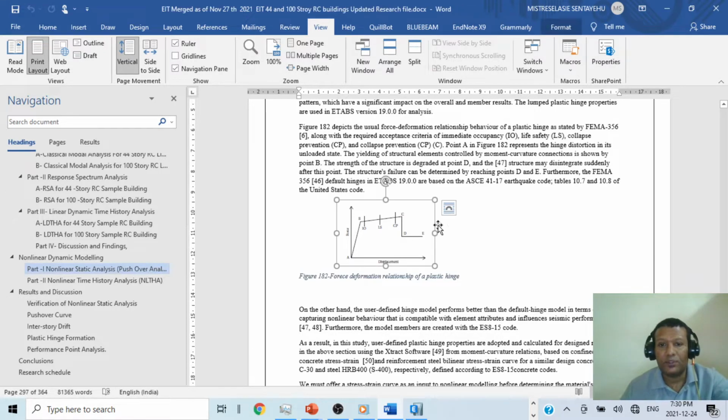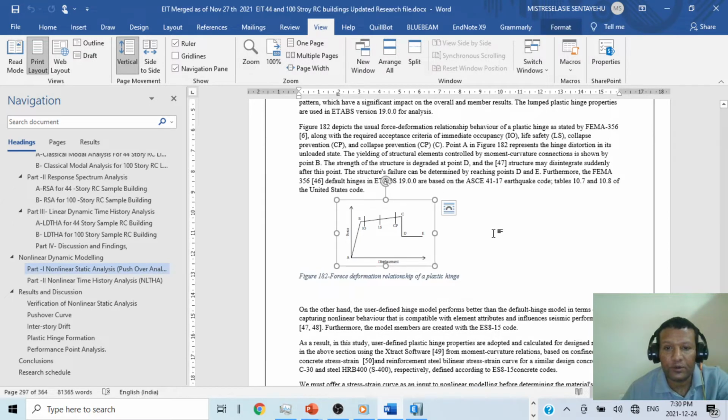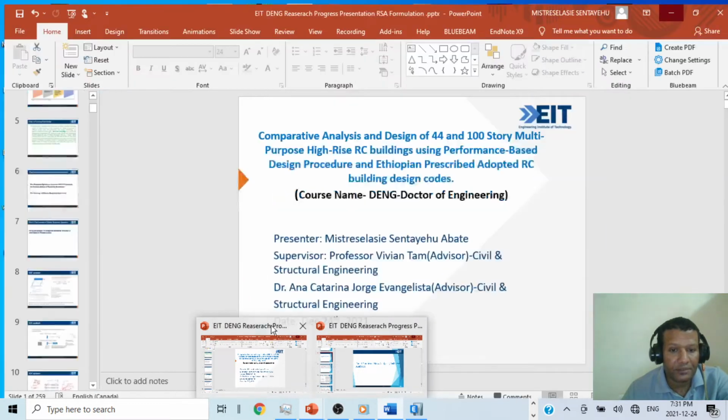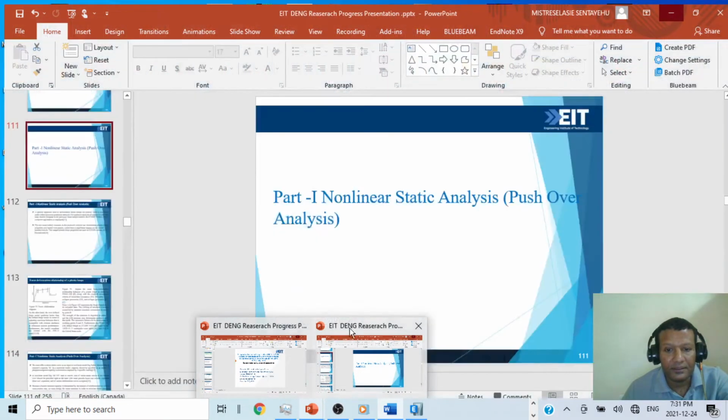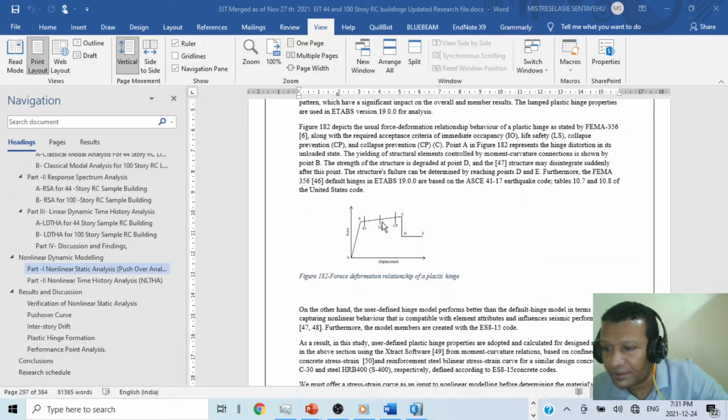So in this introduction, what is pushover and everything, let me go and I will show you the results also, what kind of results we get from here: global responses and pushover curves, and we can find the result of each hinge as well. And ASCE 41-17 also, Table 10.7 and 10.8, I will show you, because we have manual and automatic options. So let me open our presentation slide in this background.